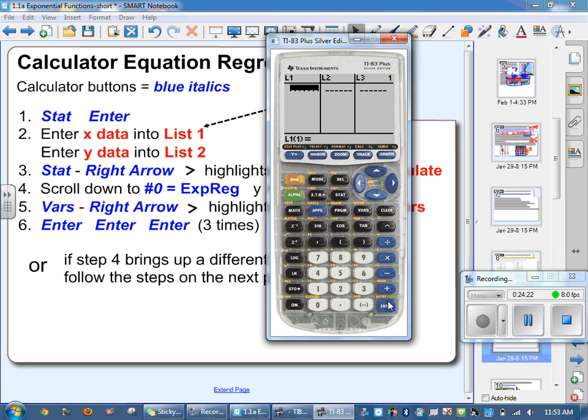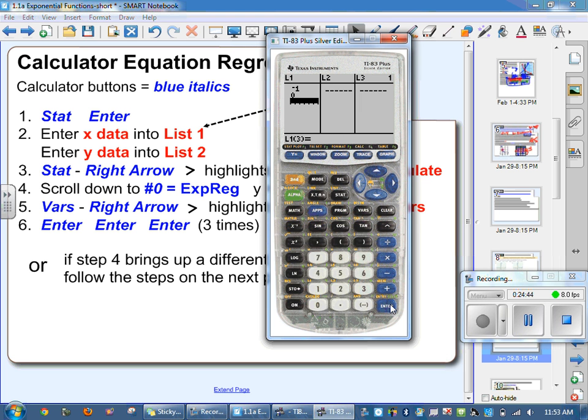If I look at my numbers, the question that I'm going to be graphing is the question we had on the bottom of page 3, which my X numbers are -1. After you put a number in, you hit enter. So -1, enter. 0, enter. 1, enter. 2, enter. I'm done with my first list.